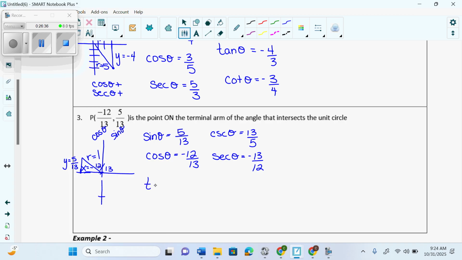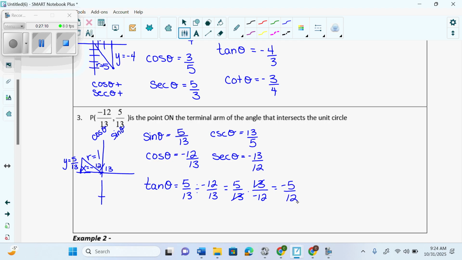Now tan theta is y over x, or sine over cos off our formula sheet. Do we ever stack fractions? No, it's easier if you write them out sideways because you're going to flip them. So we're going to get y, which is 5 over 13, divided by negative 12 over 13, which is 5 over 13 times 13 over negative 12, which I'm going to show you something here in a second. Those cancel.